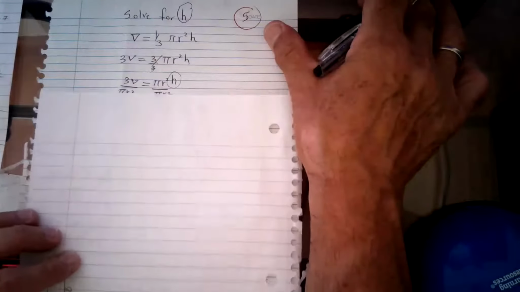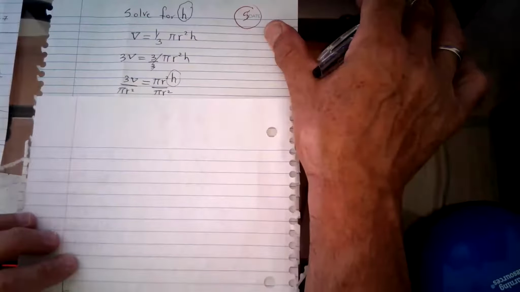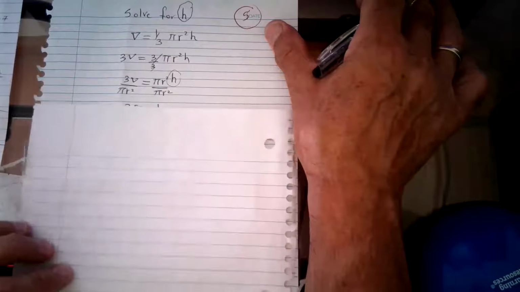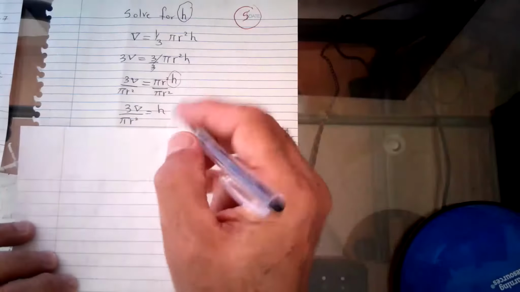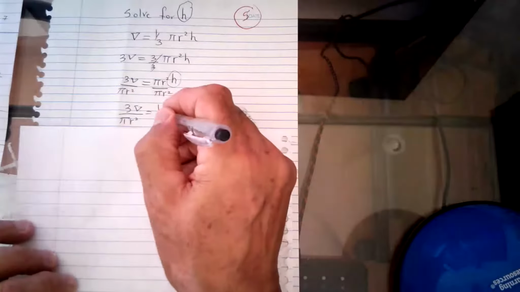3v is pi r squared. Since I'm solving for h only, I divide both sides by 3v. I'm sorry, by pi r squared. So in that case, h is alone. See, that's how to solve the equation for h. It means again, h must be alone by itself.